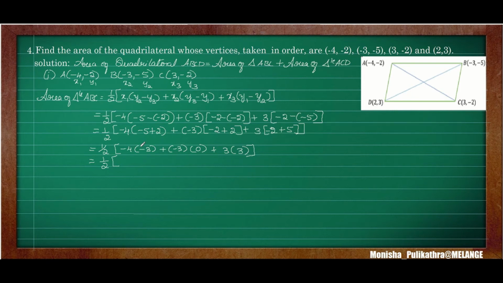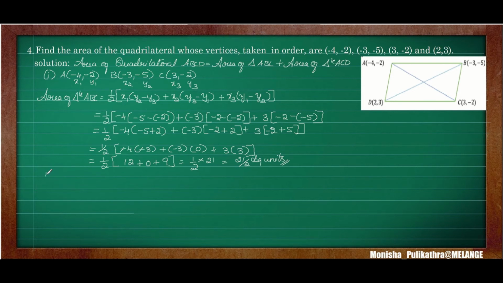So here minus into minus, when we multiply these two minus, they cancel each other. Then the remaining is 4 3s are 12. Any number multiplied by 0 will become 0 itself, plus 3 3s are 9. So it is equal to half into 12 plus 9, which is 21. So the answer for area of triangle ABC is 21 by 2 square units. Okay. So we have found out area of triangle ABC.